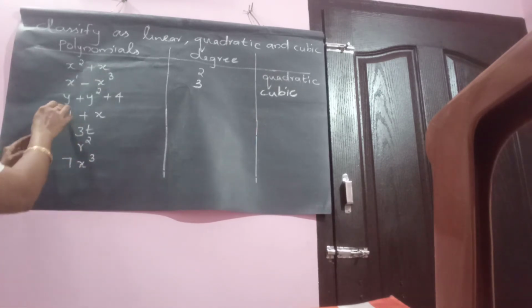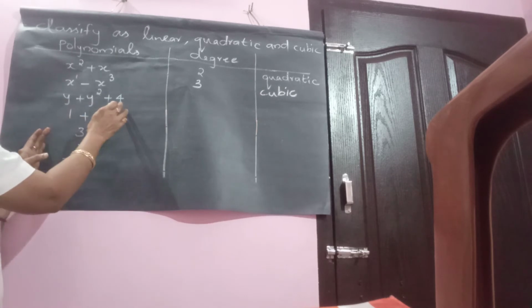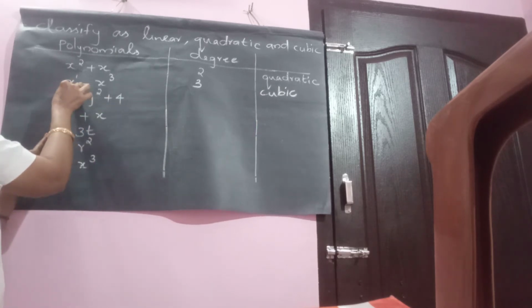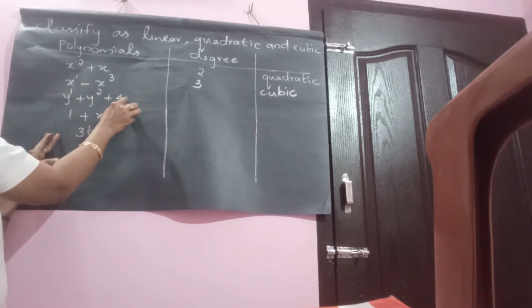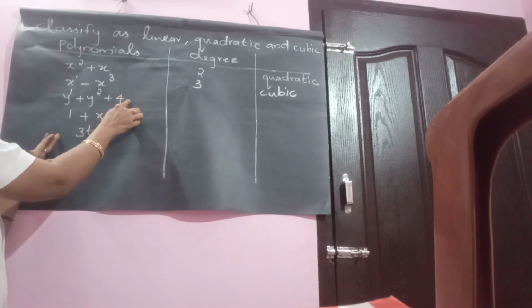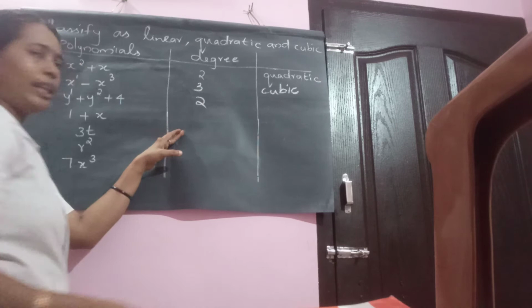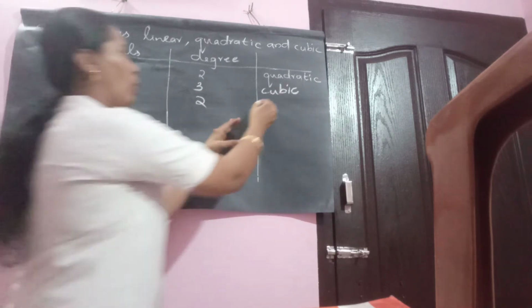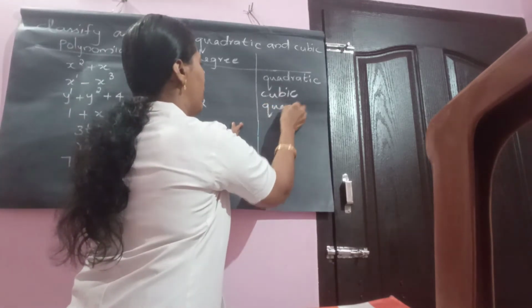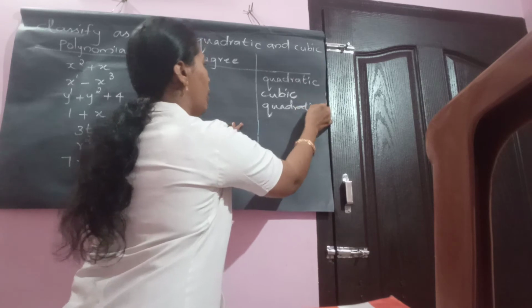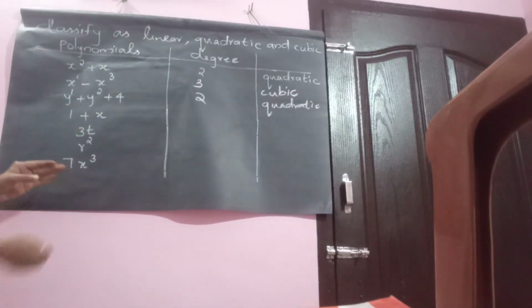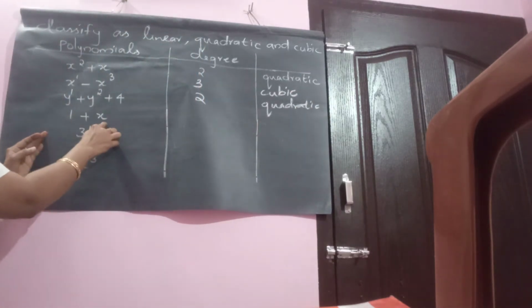Okay. Third one, y plus y square plus 4 is given. Here the power is 1, here the power is 2, and here nothing is there, so the power is 0. So which one is big among these? 2. When it is 2, what is its name? Quadratic polynomial. Given is a quadratic polynomial.